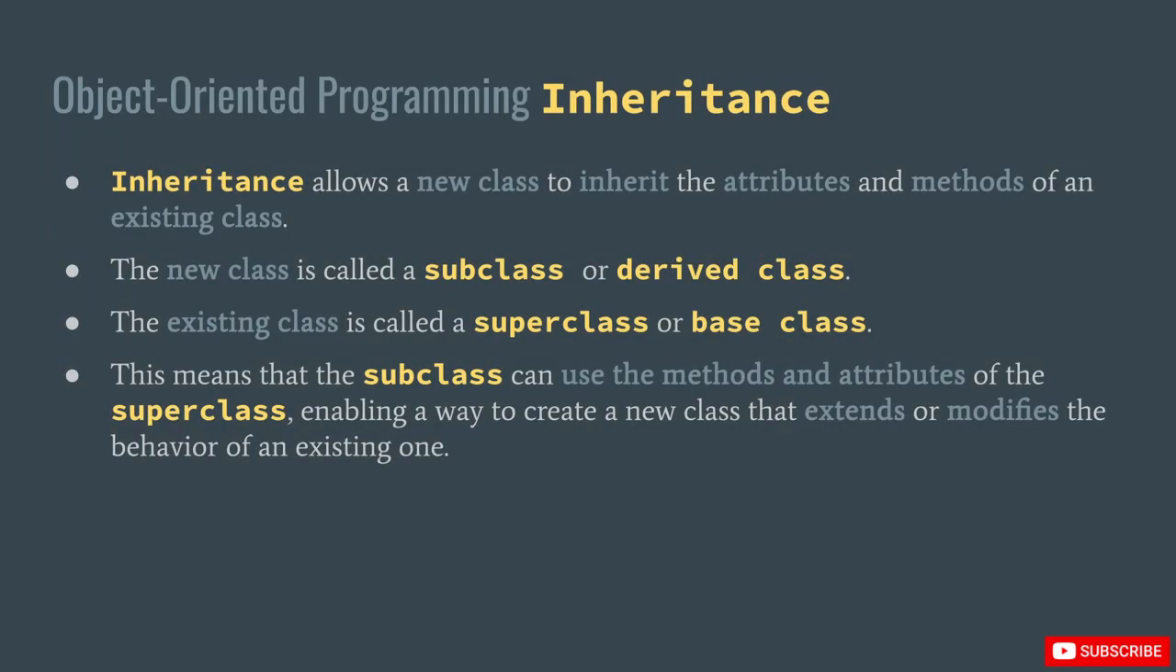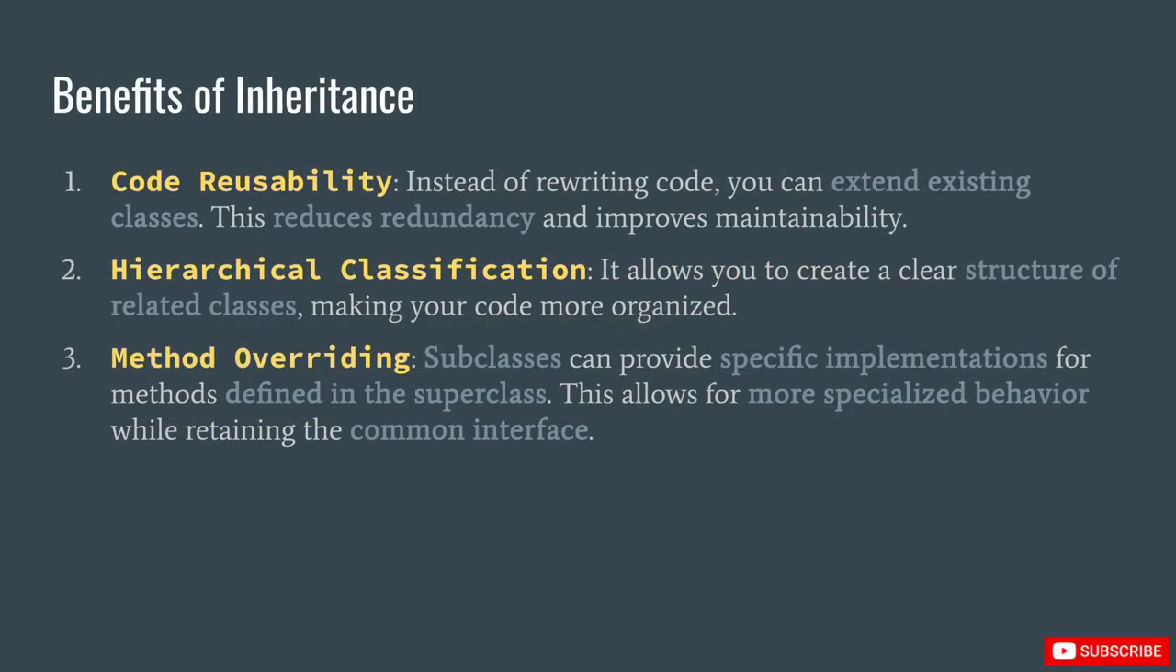Inheritance is a powerful feature that allows a new class to inherit attributes and methods from an existing class. The new class is referred to as a subclass or derived class, while the existing class is known as a superclass or base class. This relationship means that the subclass can access and utilize the methods and attributes of the superclass.